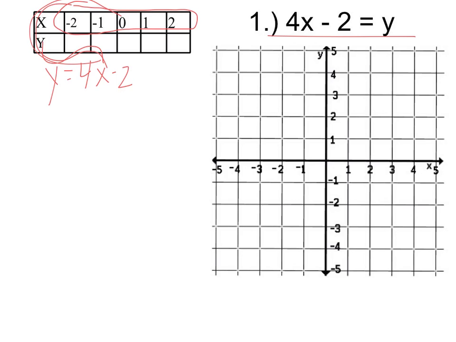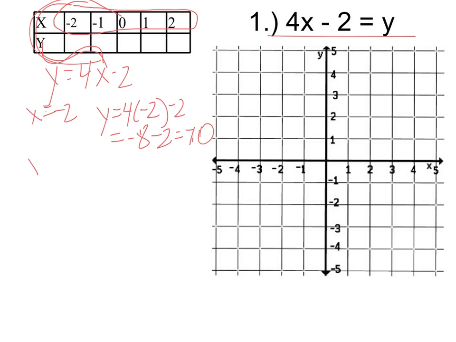So 4 when x equals -2. That gives us y equals 4 times -2 minus 2. Well, 4 times -2 is -8. And -8 minus 2, because they are the same sign, you add and take the sign, and that equals -10.